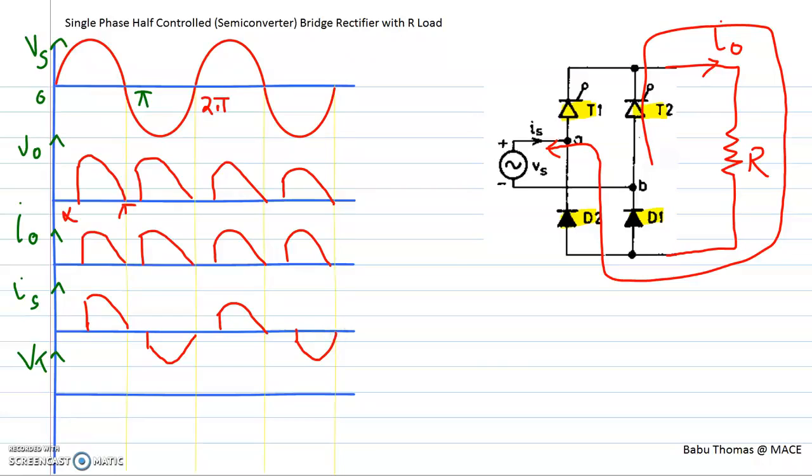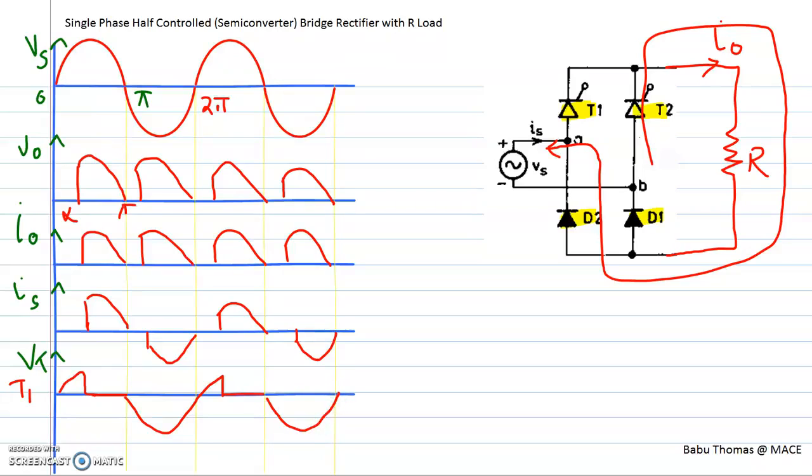Now we need to plot the thyristor voltage. If I am plotting the thyristor voltage for T1, when T1 is on, from alpha to pi, during that period the voltage across the thyristor is 0. The rest of the time it is the source voltage which appears across the device.